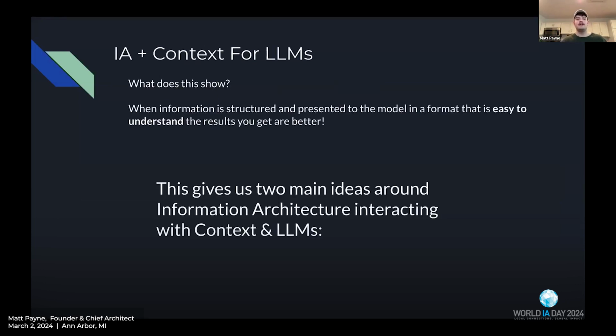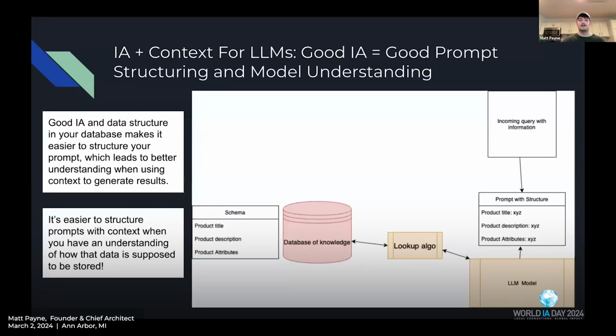So what does this show? It shows that when information is structured and presented to the model in a format that is easy to understand, that's the key, the results you get are just better. I mean, they just simply are. When the information is easier for you and I to read and understand and put together, you get better results with these models. So that gives us two main ideas around information architecture and interacting with context and large language models. Good information architecture and good prompt structuring are the same. When your model understands what you're trying to do, due to the schema making sense, your results are better.